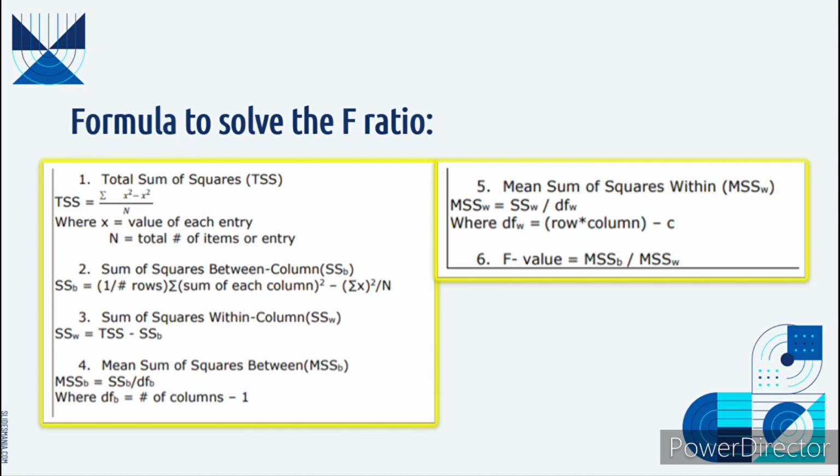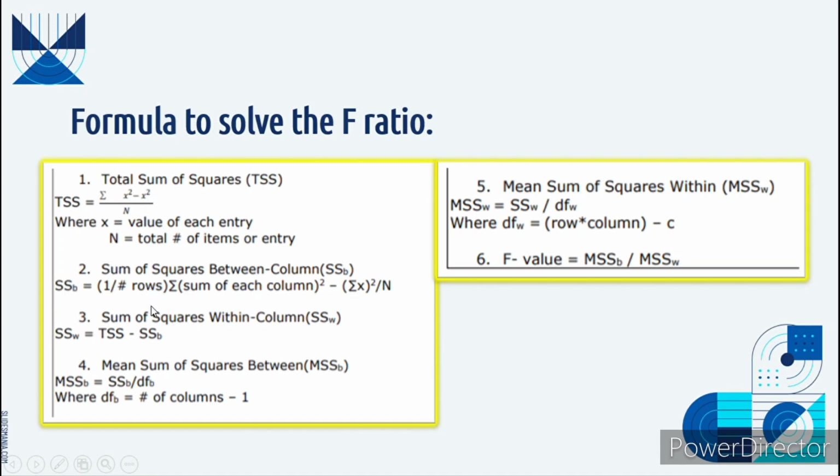It is equal to 1 all over number of rows times the summation of each column squared, minus summation of x, squared, all over n. And of course, number 3 is the sum of squares within columns, or ang tinatawag nating SSW. And that is equal to TSS minus SSB, o ang tinatawag namin ni Ma'am Tintin na step 1 minus step 2.